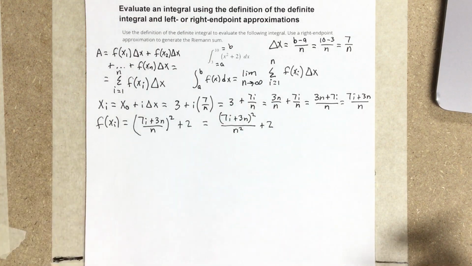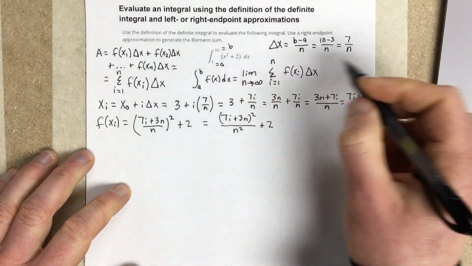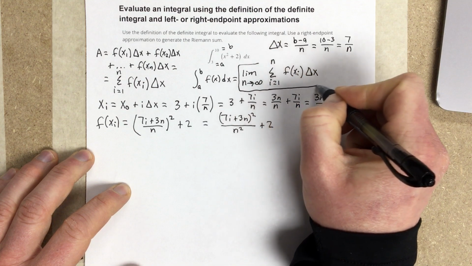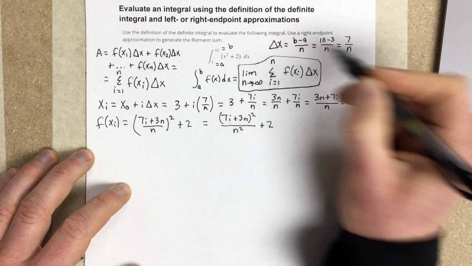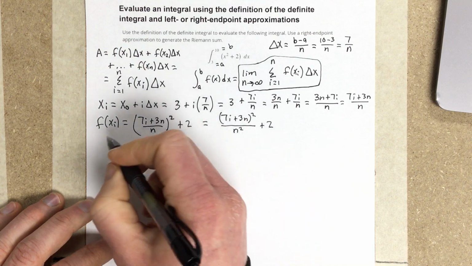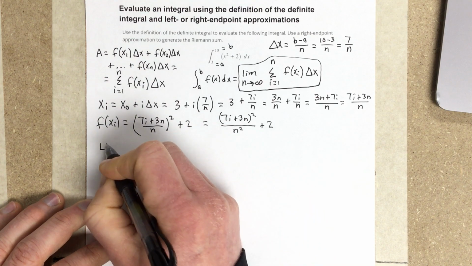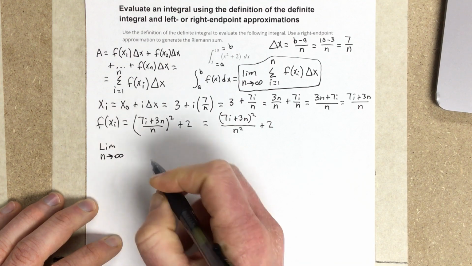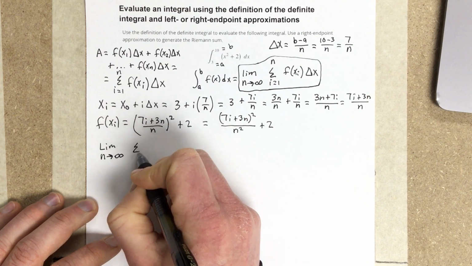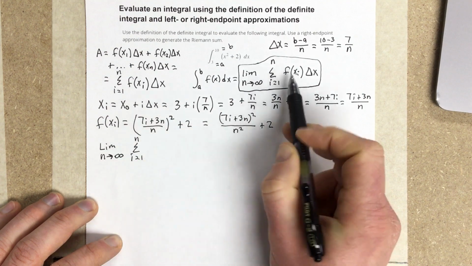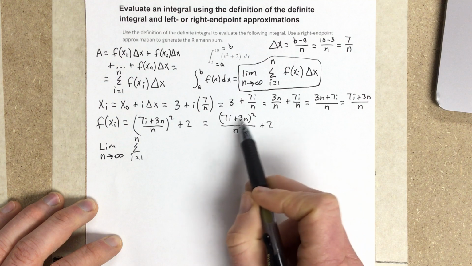And now I'm going to write this whole Riemann sum out, which is right here, and I'm going to start to evaluate it. It's going to take a second. There's some algebra that is involved here, a lot of it. So limit as n approaches infinity of the summation i equals 1 to n for f of xi. Well, I just found f of xi to be this.